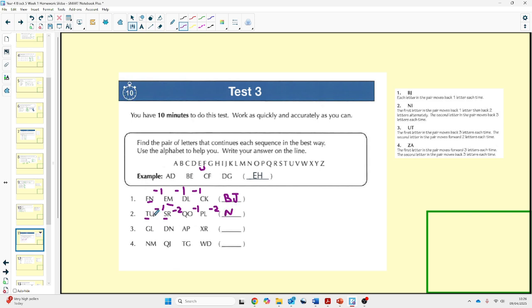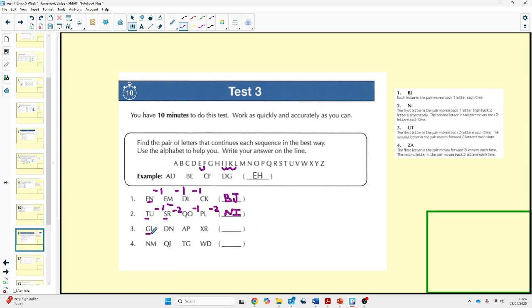Then we're going to do the second letter. U to R is -3. R to O is -3. And then O to L is -3. So if we go to L and -3, 1, 2, 3, you get I. So NI is number 2.